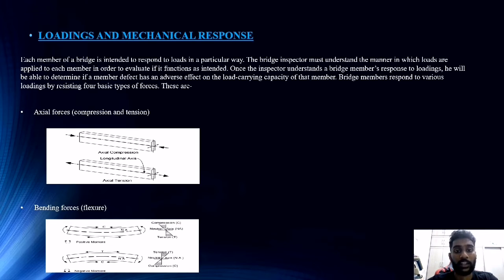And the second is bending stress, or flexure. Bending forces in bridge members are caused when a load is applied perpendicular to the longitudinal or neutral axis. A moment is commonly developed by the perpendicular loadings, which cause a member to bend.